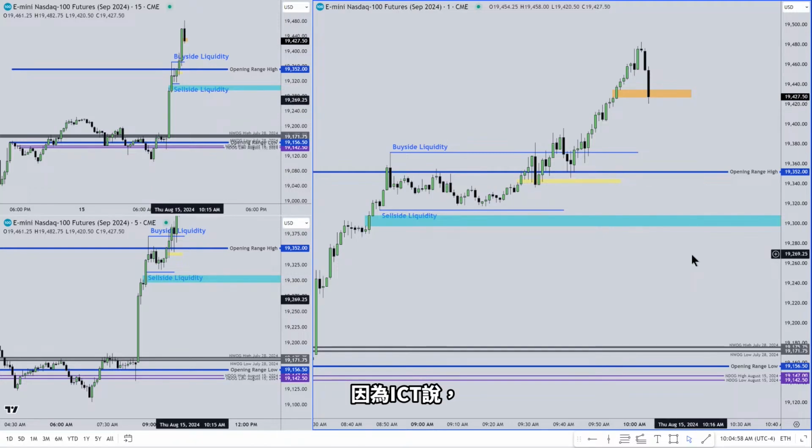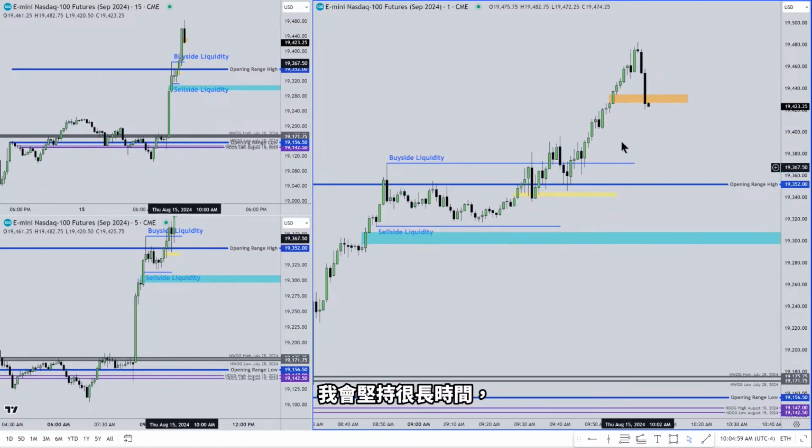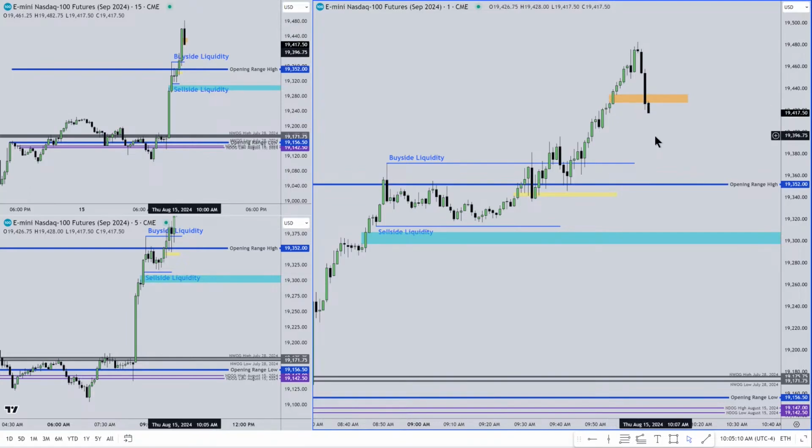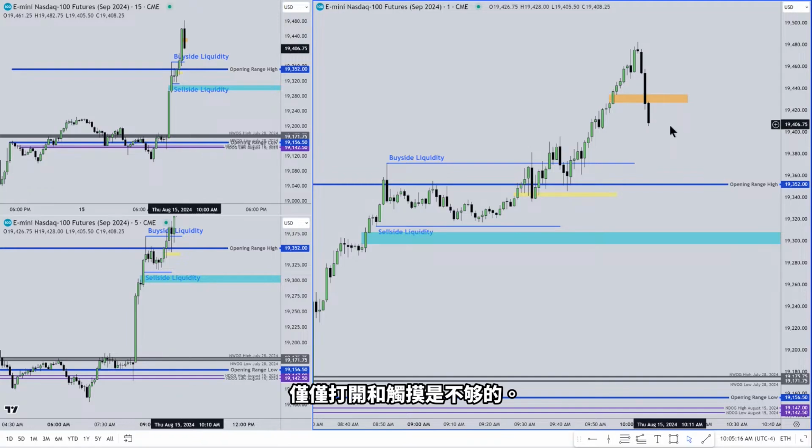Right. So now, say you're long and you were chasing it here because you wanted to fade ICT, because ICT said, I wouldn't buy this. I'm going to go long and I'm going to be able to show social media that I went long. Well, you're shitting yourself now. I want a little bit more than that. Just opening and touching that's not enough.